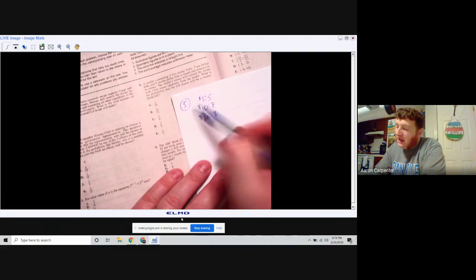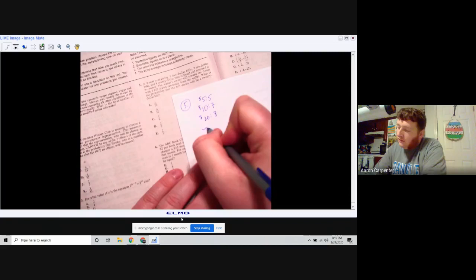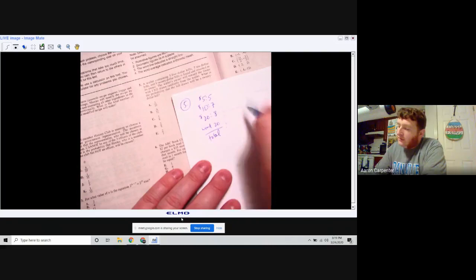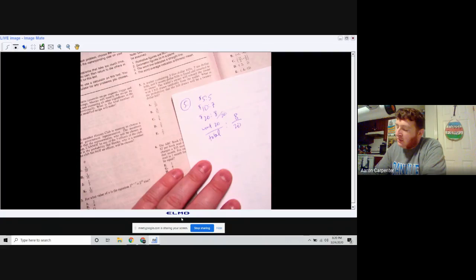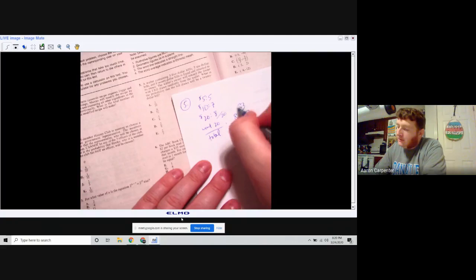I want a 20 out of the total. There are 8 20s possible, and a total of 8 and 7 is 15 plus 5 more makes 20 total. And I would reduce that. 4 goes into both. So that would be 2 and 5. 2 fifths is choice D.